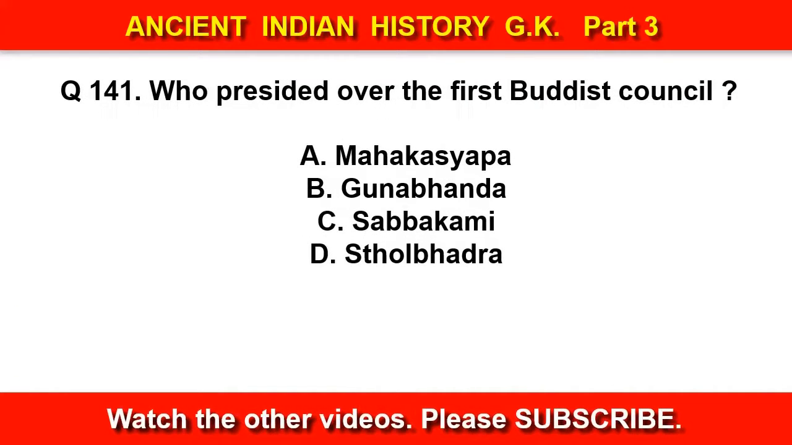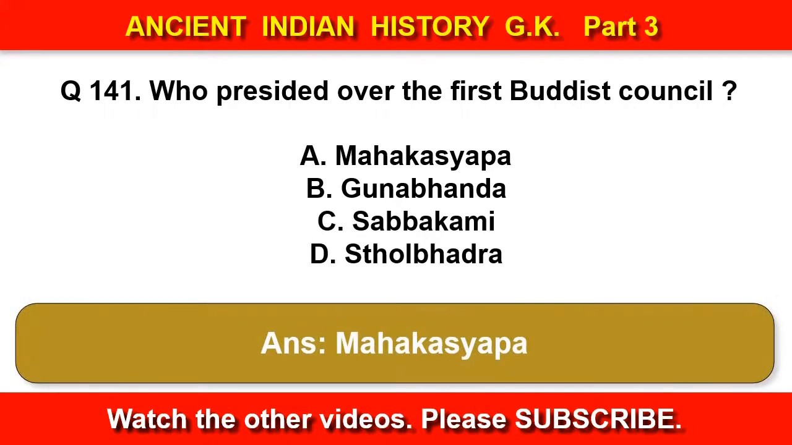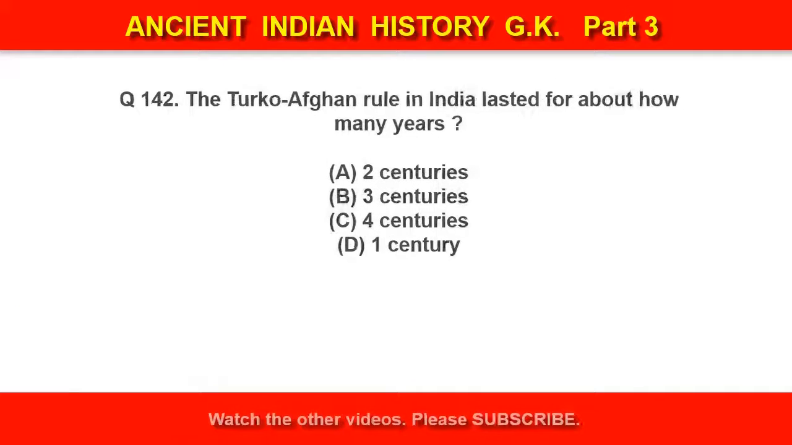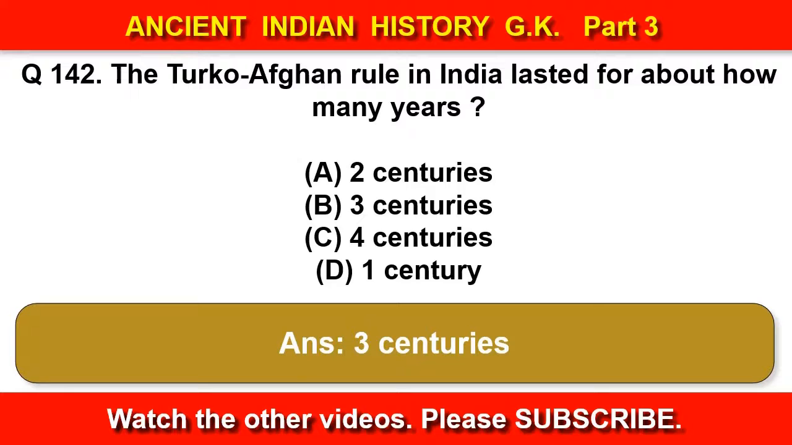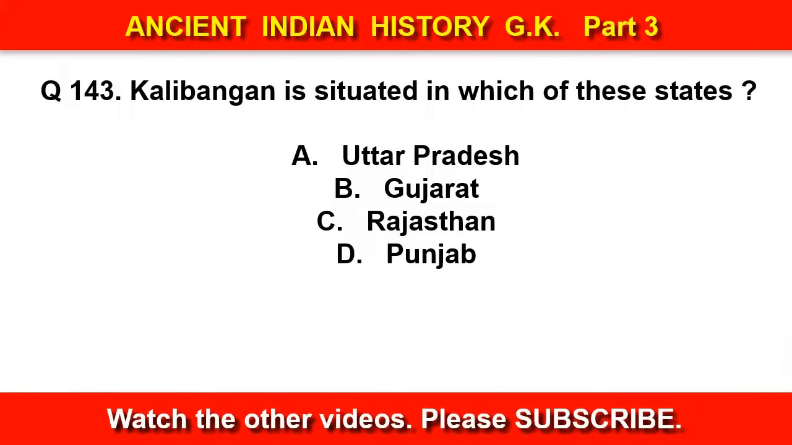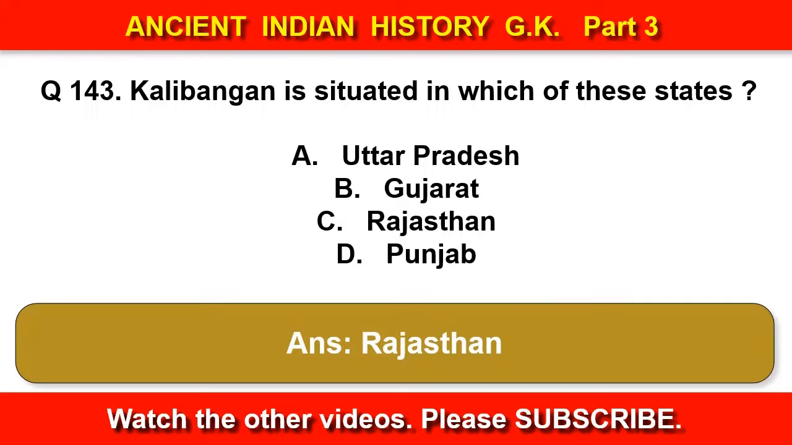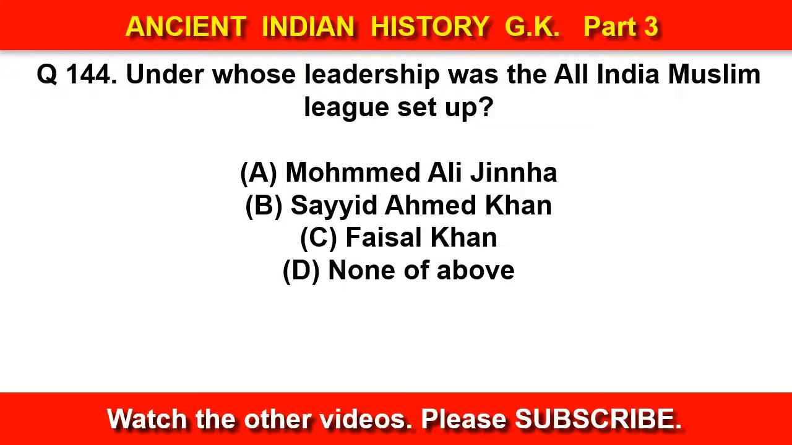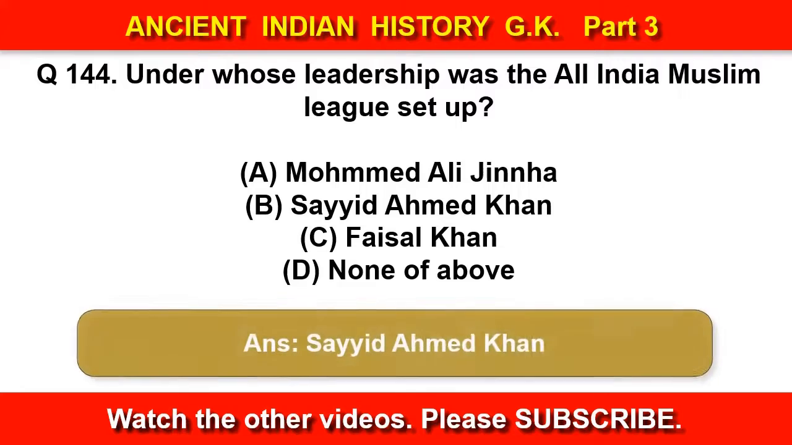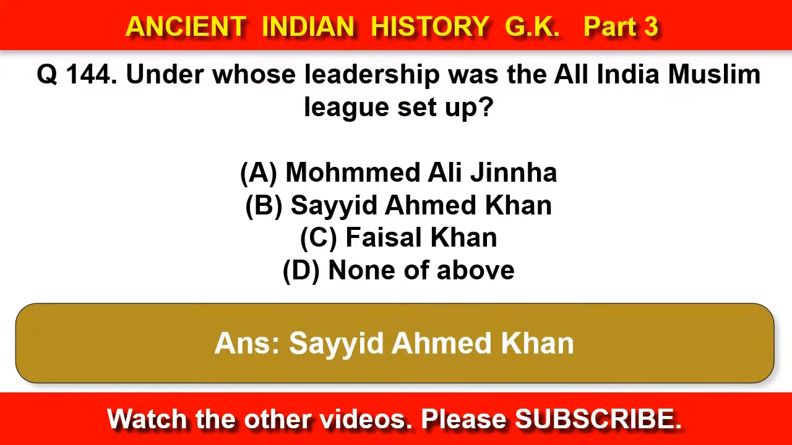Who presided over the first Buddhist council? Mahakashyapa. The Turko-Afghan rule in India lasted for how many years? 3 centuries. Kalibangan is situated in which of these states? Rajasthan. Under whose leadership was the All India Muslim League set up? Syed Ahmed Khan.